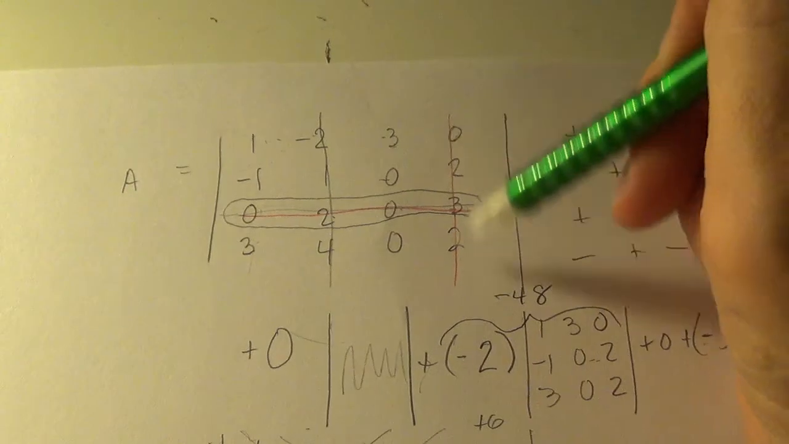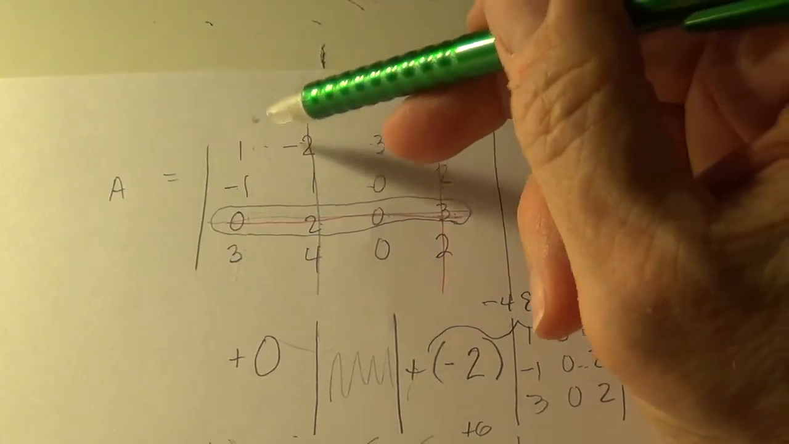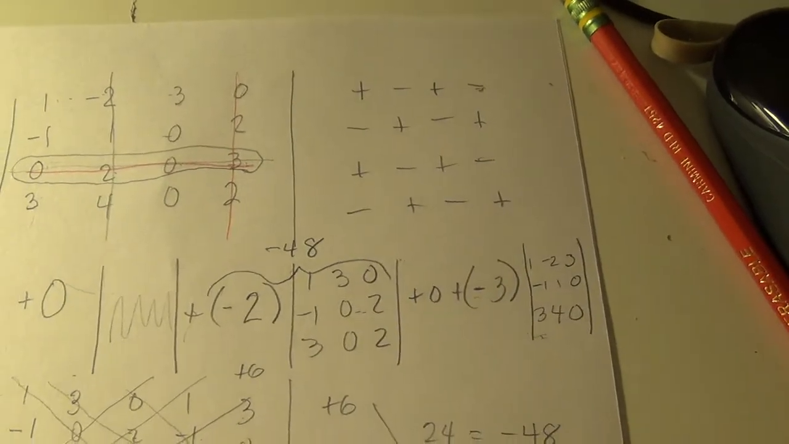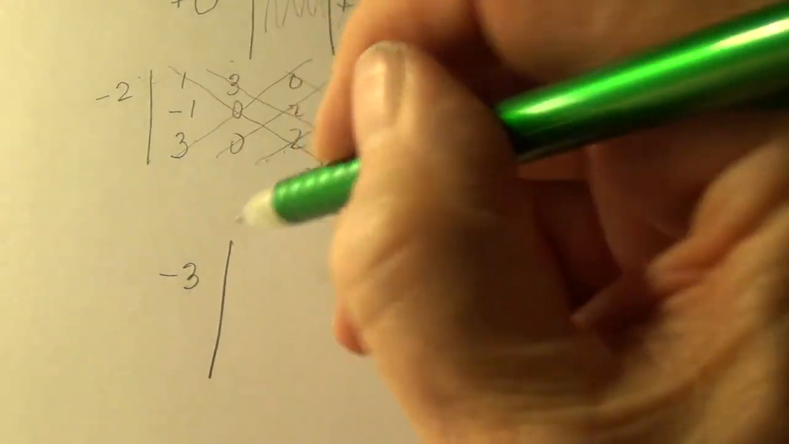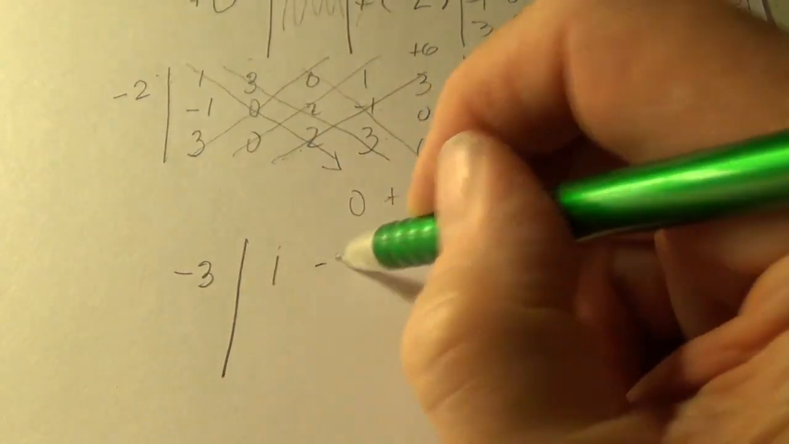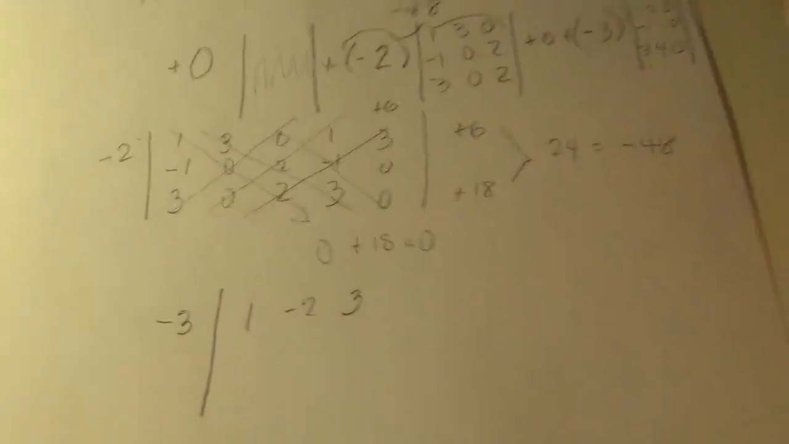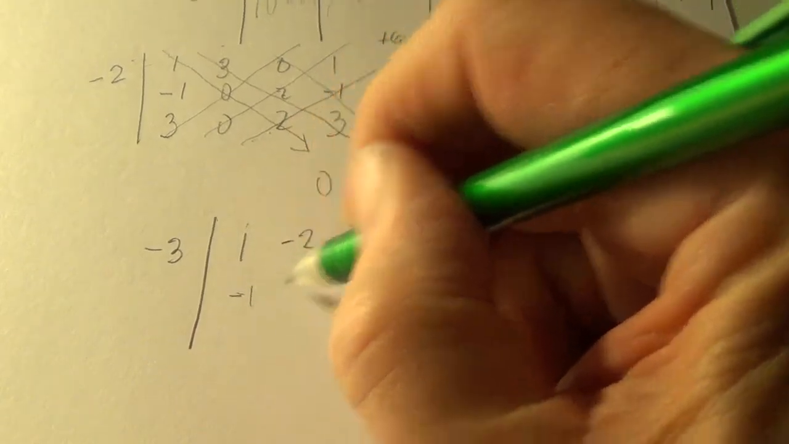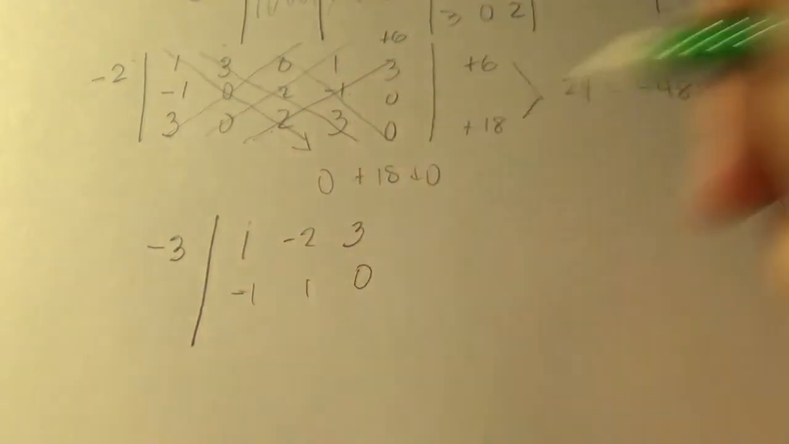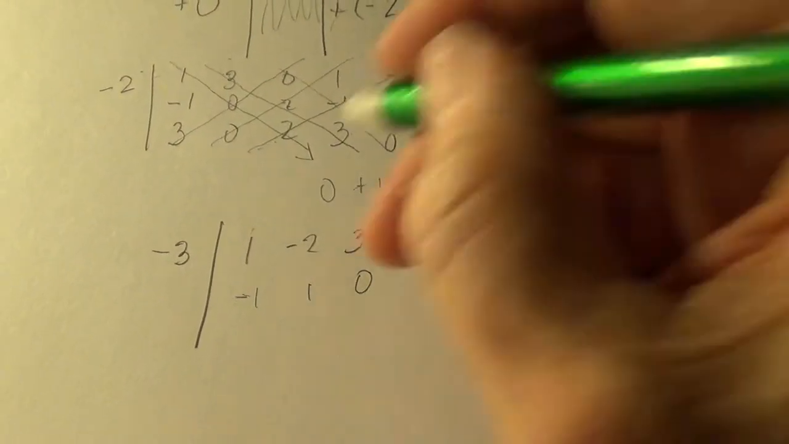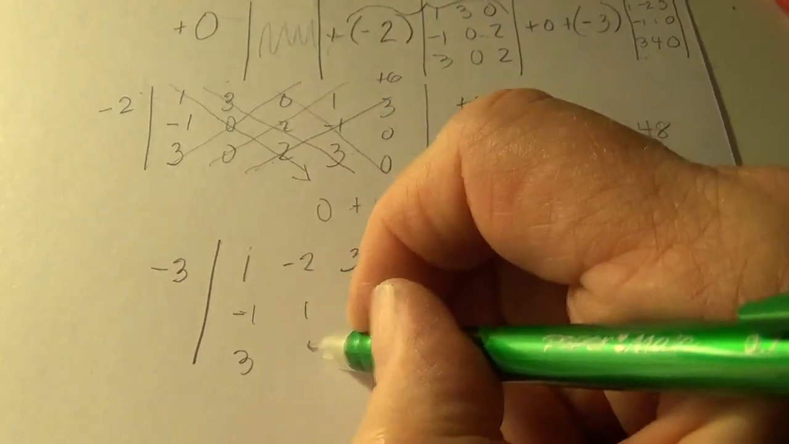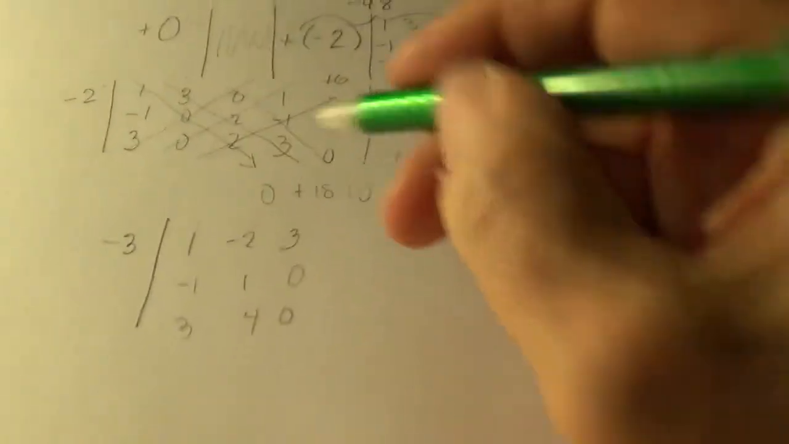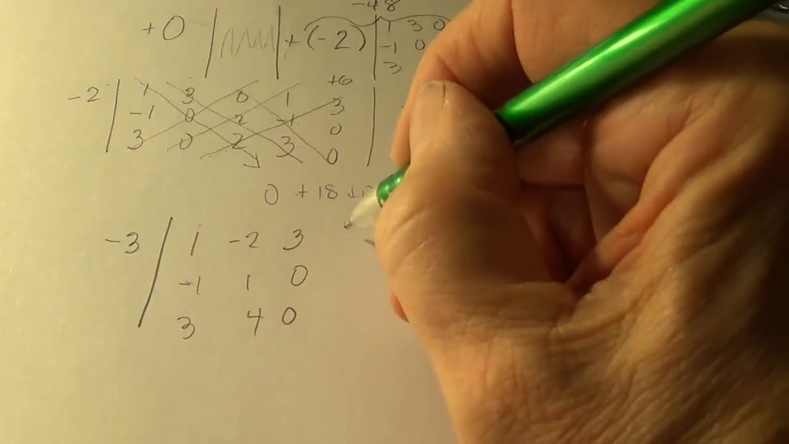Alright, I eliminated this row and that column in red. 1, -2, and 3, -1, 1, and 0. I'm just double checking everything. 3, 4, and 0. Sorry, going kind of slow. Alright, so now I'm going to rewrite those columns.